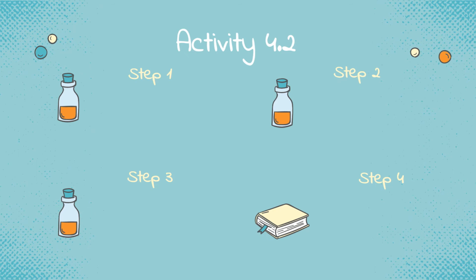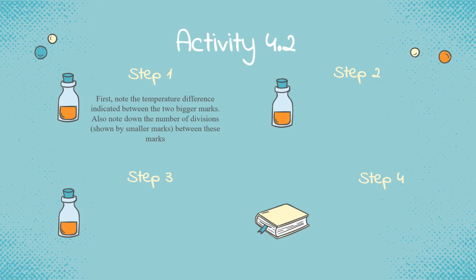Time for activity number 2. So step 1. First, note the temperature difference indicated between the two bigger marks. Also note down the number of divisions, which are usually shown by these little small tick marks between these marks, on a thermometer. Suppose the bigger marks read 1 degree and there are 5 divisions between them, then one small division, or the difference between those little tick marks, is going to read 0.2 degrees Celsius.